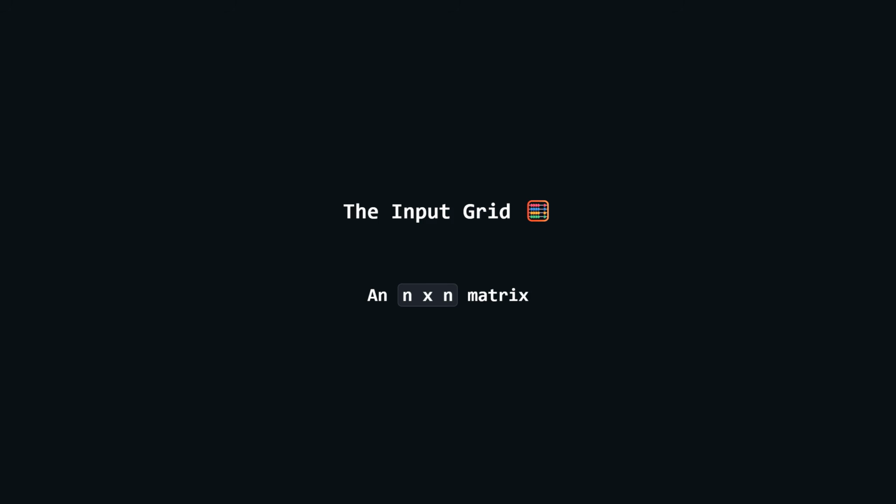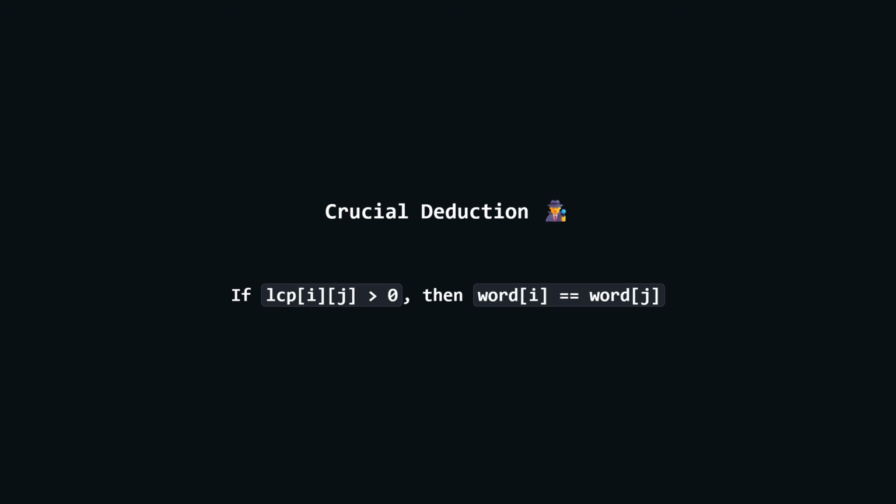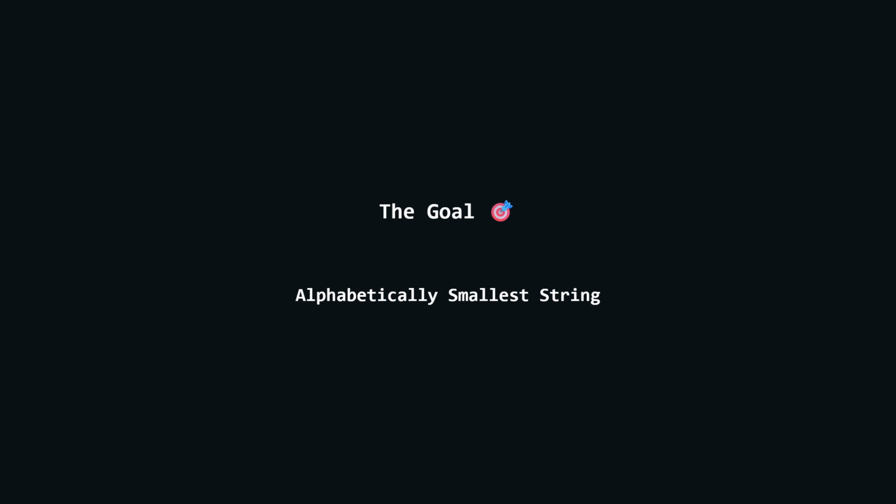We are given a square grid of numbers, which tells us exactly how the letters in our mystery string relate to each other. Specifically, the number at row I and column J tells us how many characters overlap if we start reading our string from position I and also from position J. The biggest takeaway here is that if that grid number is greater than 0, it absolutely means the letter at position I is the exact same as the letter at position J. Our ultimate job is to construct the alphabetically smallest string possible that perfectly matches this entire grid of rules.